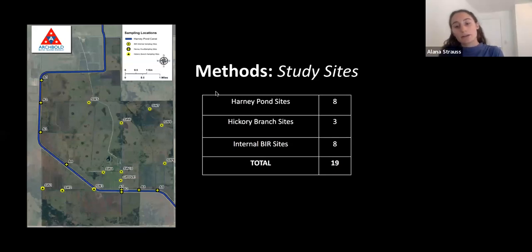So, like I said earlier, we had 8 Harney Pond sites, and these sites are located along the Harney Pond Canal, which runs through Buck Island Ranch. You can see those are the little plus sign things going on there. And then we have the Hickory Branch sites, which are located in the lower left-hand corner of the map. They're SW1, SW2, and SW3, and those are all along the stream as it leads to Harney Pond Canal. And then we have the internal Buck Island Ranch sites, which are the rest of the sites that are more internal in our pastures where we have cows and things like that.